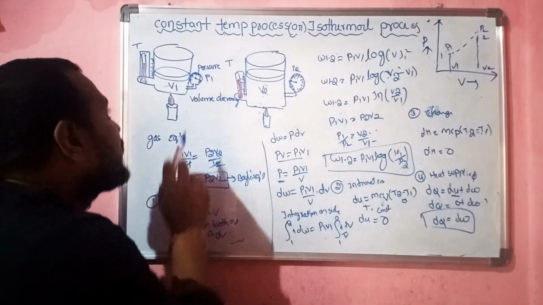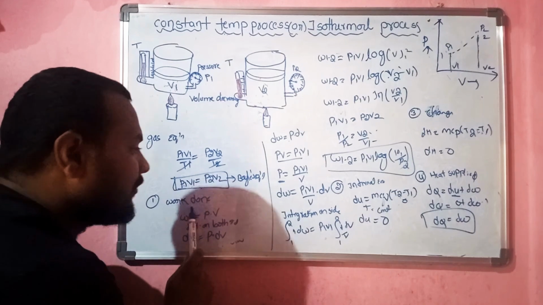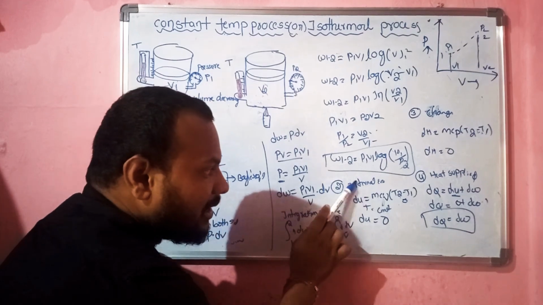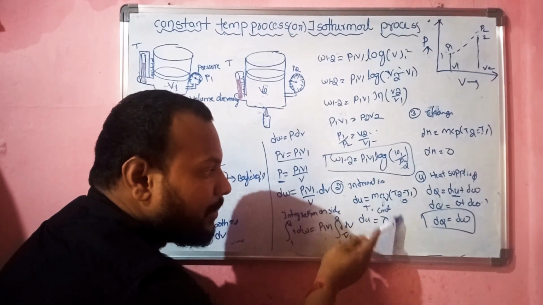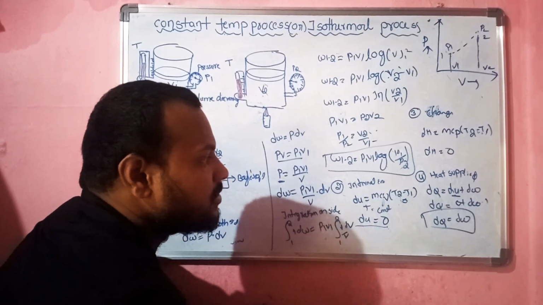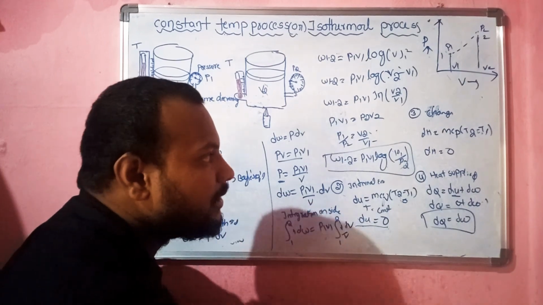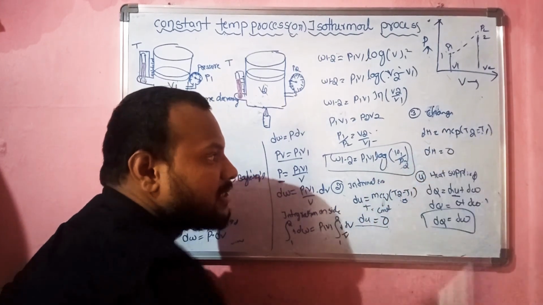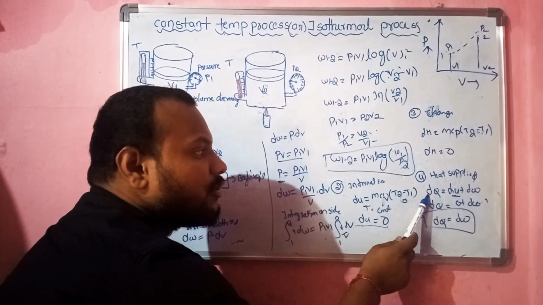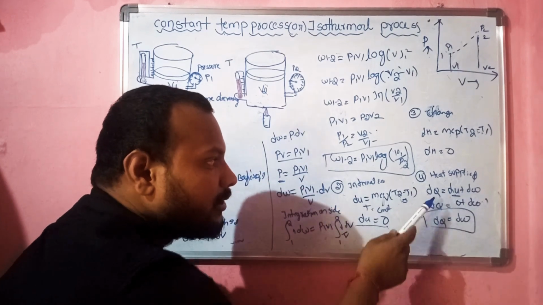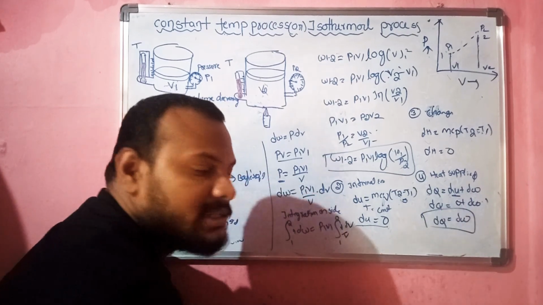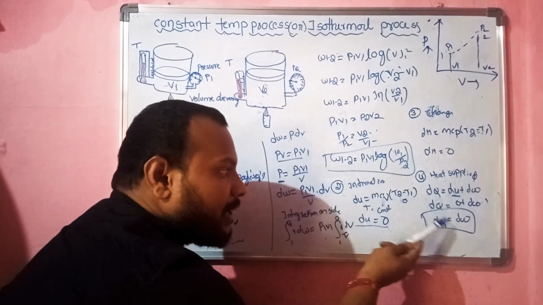So for the constant temperature process, the work done is P1 V1 log P1 by P2. The internal energy is 0, because the temperature is constant, so T2 minus T1 is 0, that is dU is equal to 0. The third one is the change in enthalpy: dH is equal to m Cp into T2 minus T1, so the change in enthalpy is also 0. And the fourth one is heat supply: dQ is equal to dU plus dW, the heat supplied is equal to the sum of internal energy plus work done. Since the internal energy is 0, the heat supplied is equal to the work done.